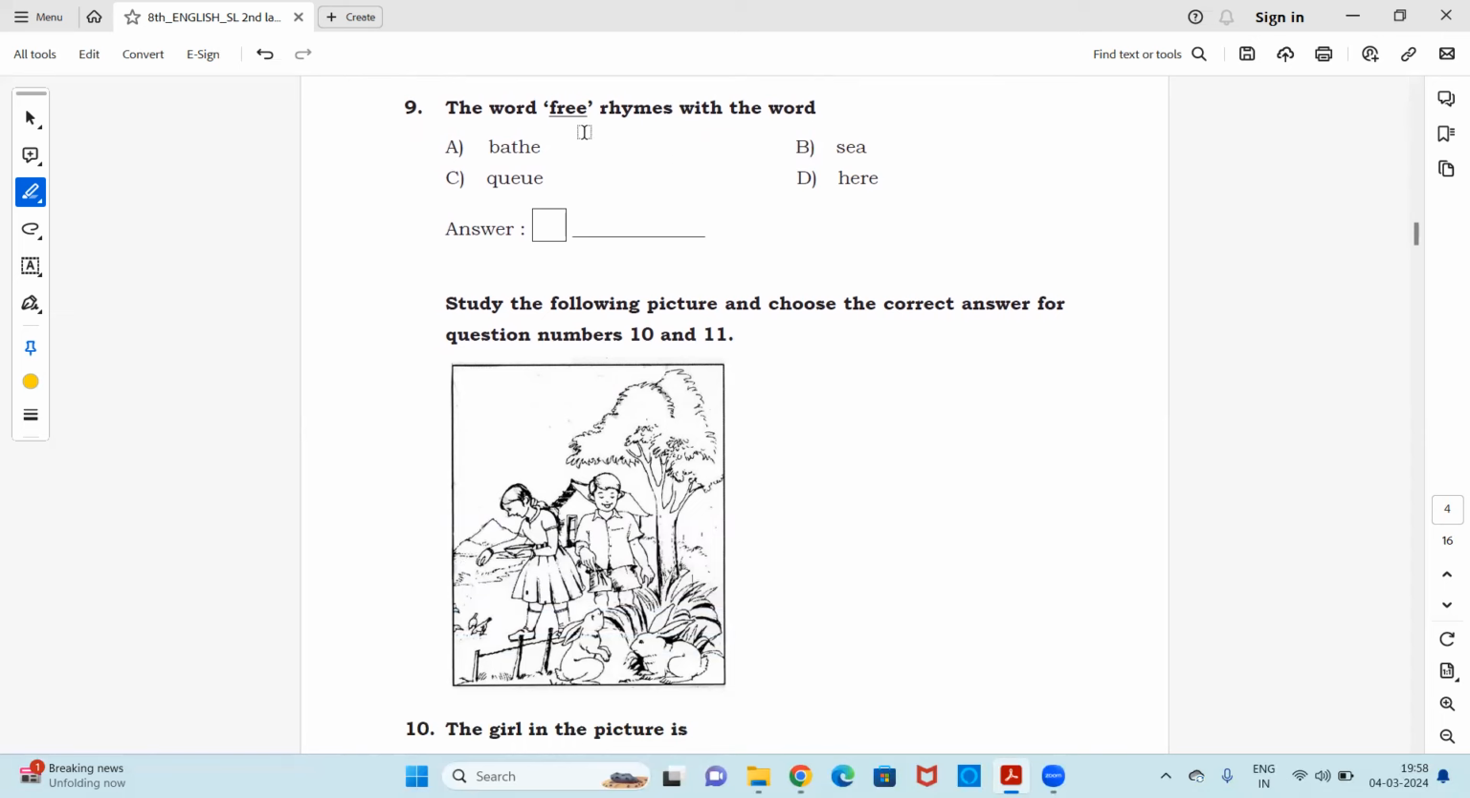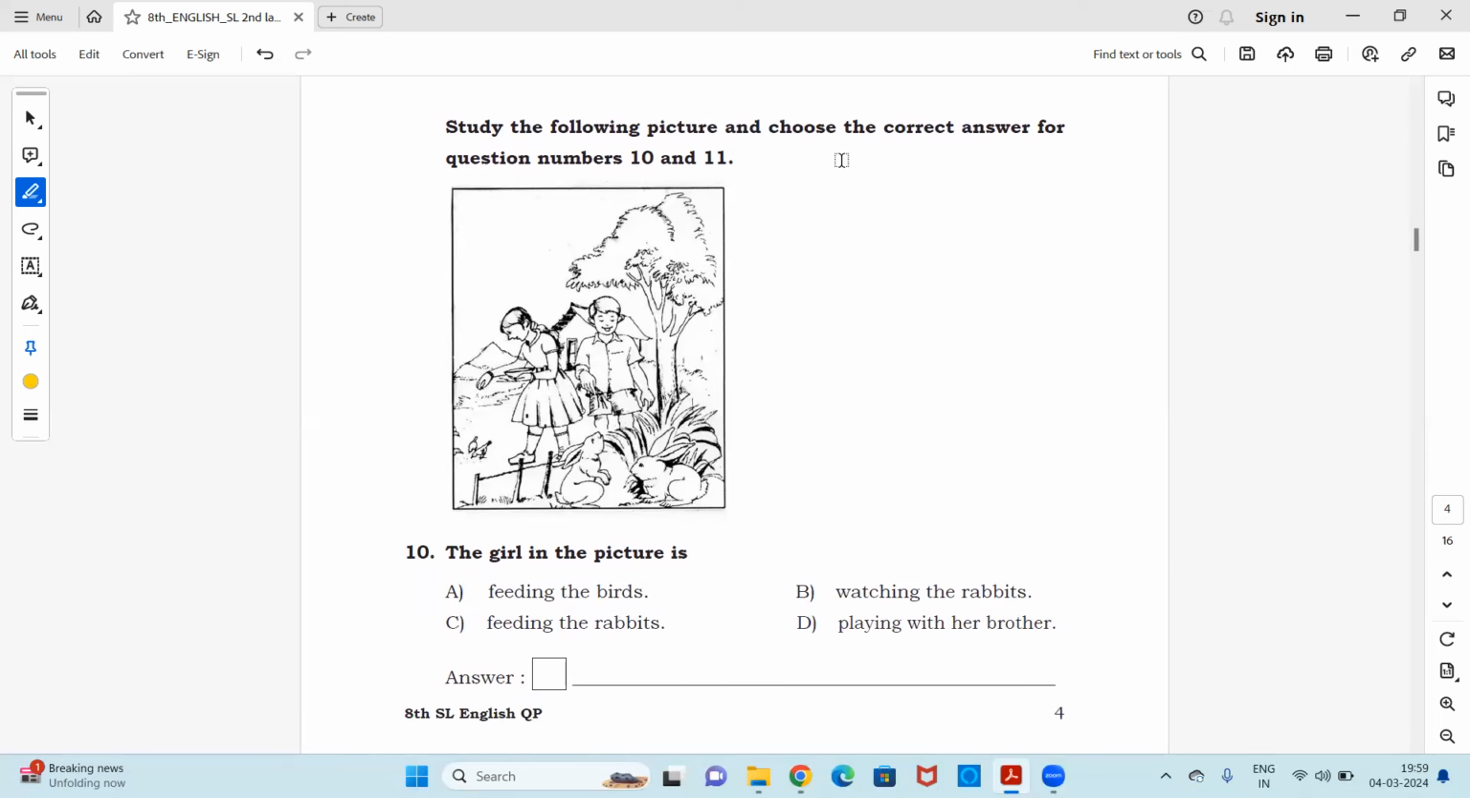With which word does the word free rhyme? Bath, see, cue, or hear? Free and sea, right? It rhymes with sea, free, sea. The ending sound, the syllable remains the same. So option B would be the right answer, free, sea, right?